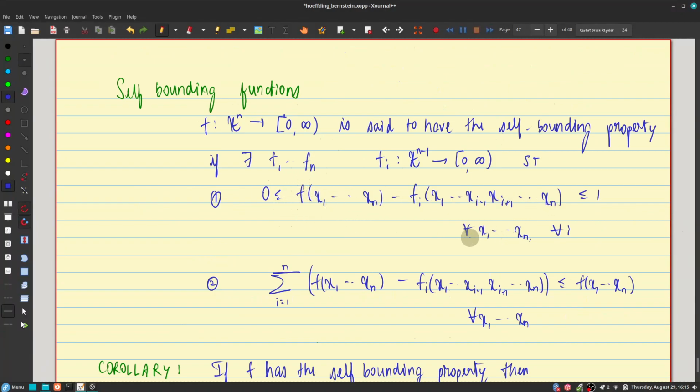that is, for every x1 through xn, f of x1 through xn minus f_i of the remaining x1 through x_{i-1}, x_{i+1} through xn is upper bounded by 1 and lower bounded by 0, and if I sum all of these, the sum is upper bounded by f of x1 through xn, then this function is said to be a self-bounding function.